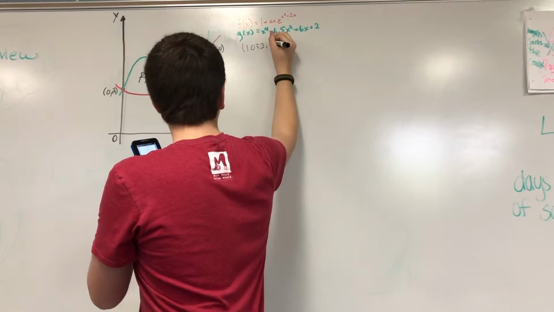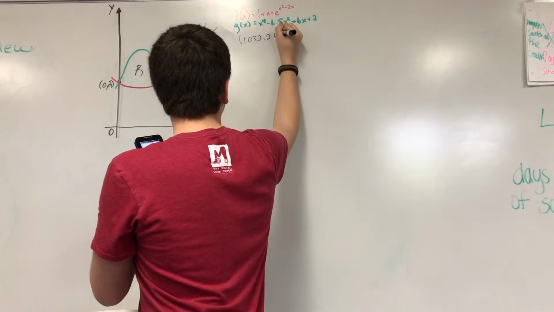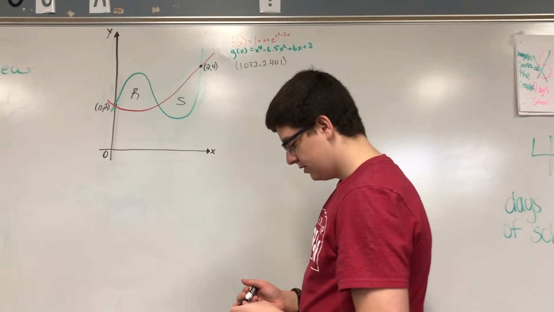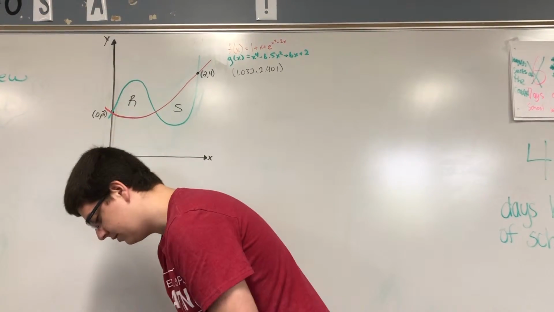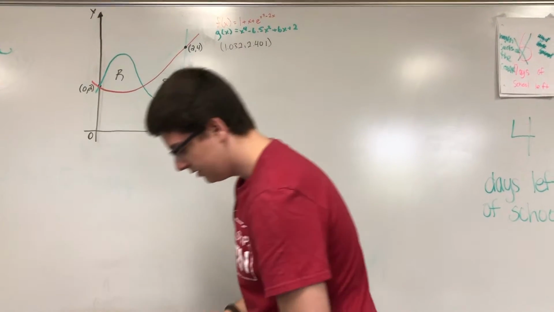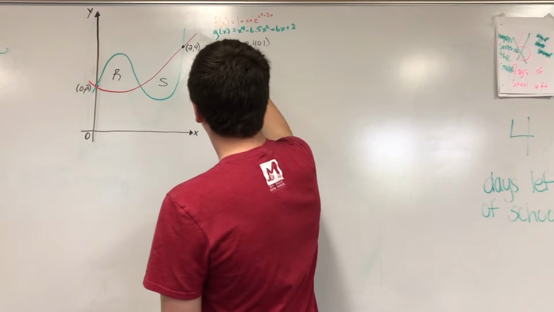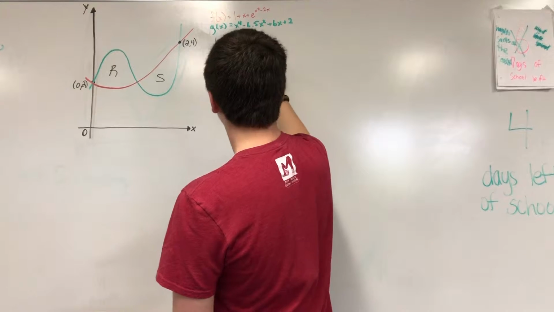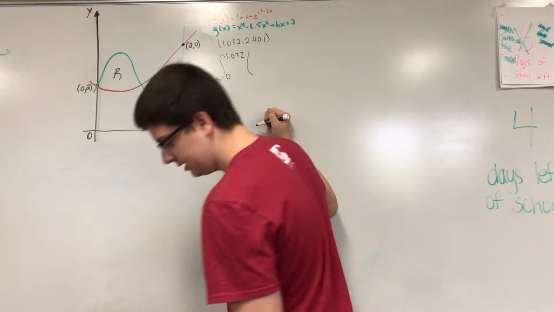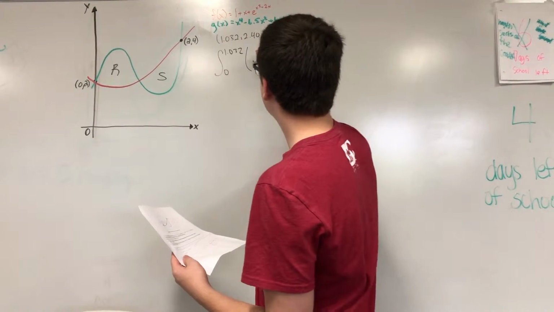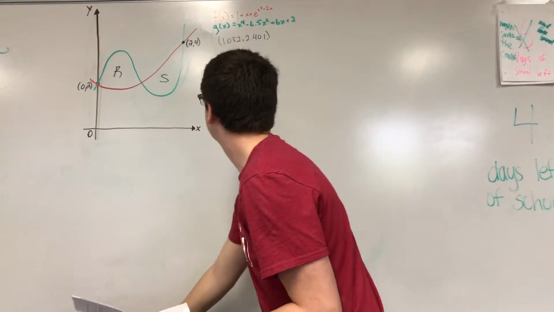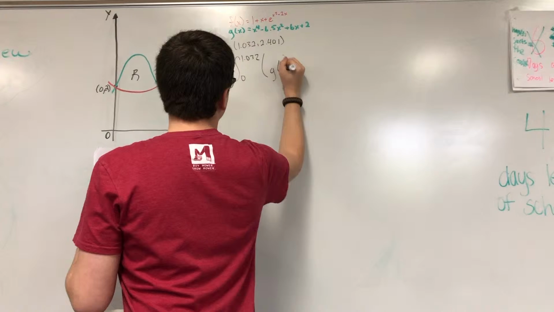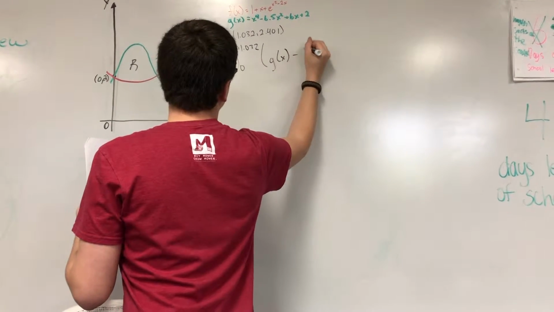1.032, 2.401 for a midpoint. So then we're going to start working on the integrals for this. To find R, we're going to be going from 0 to 1.032. And that is going to be the top, which is g of x, minus f of x.